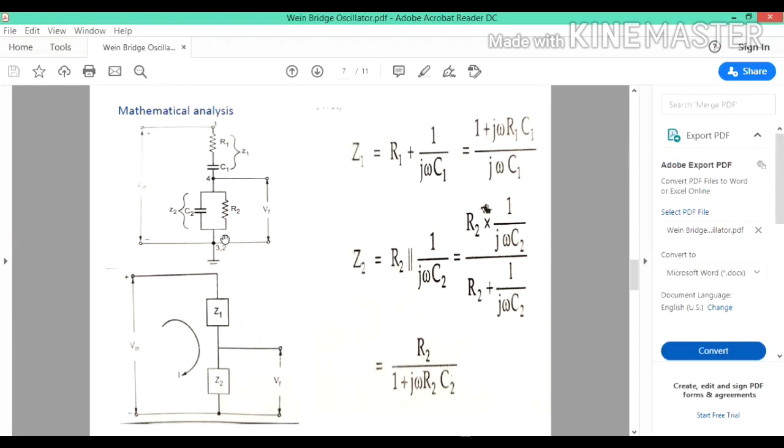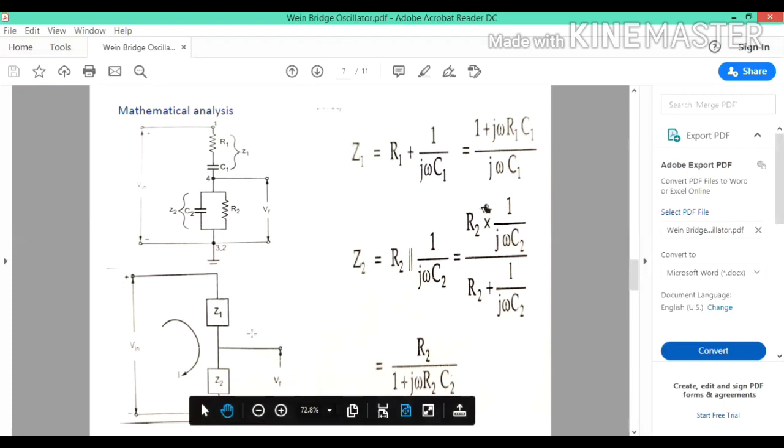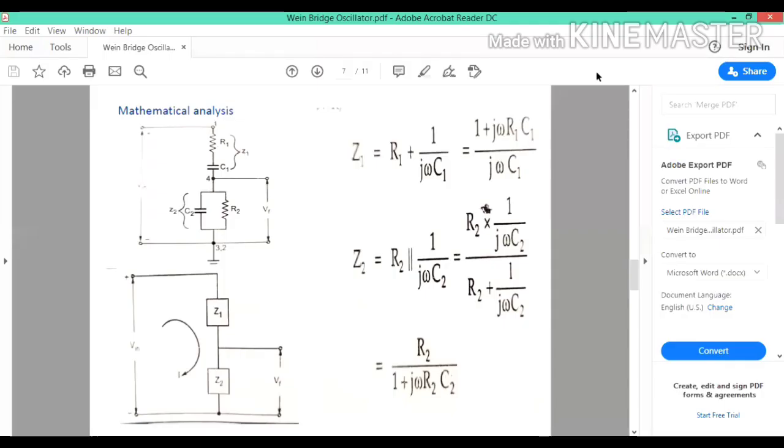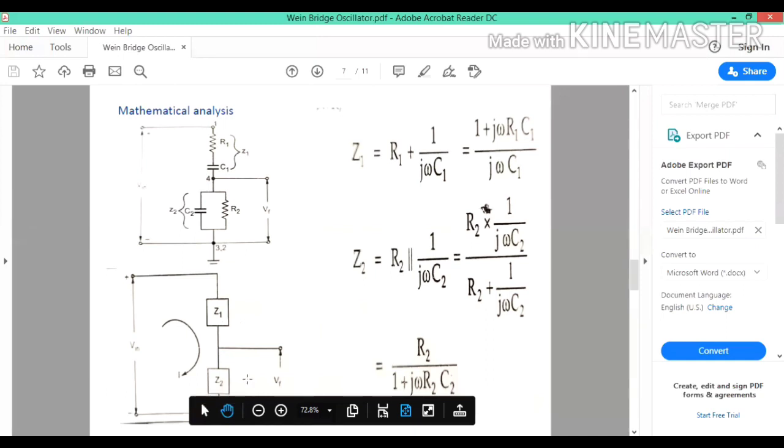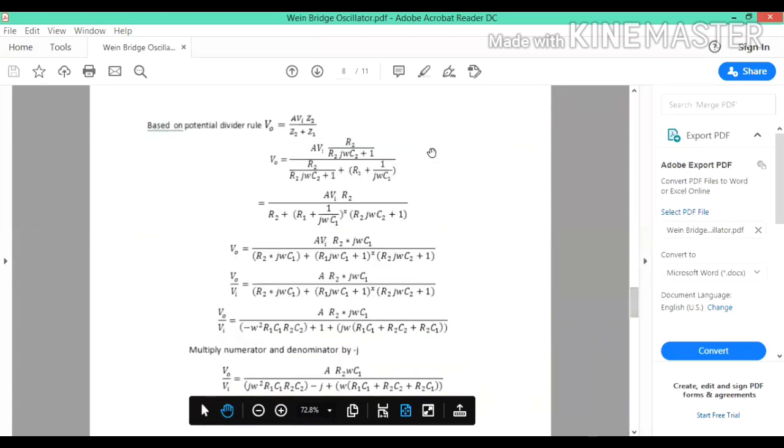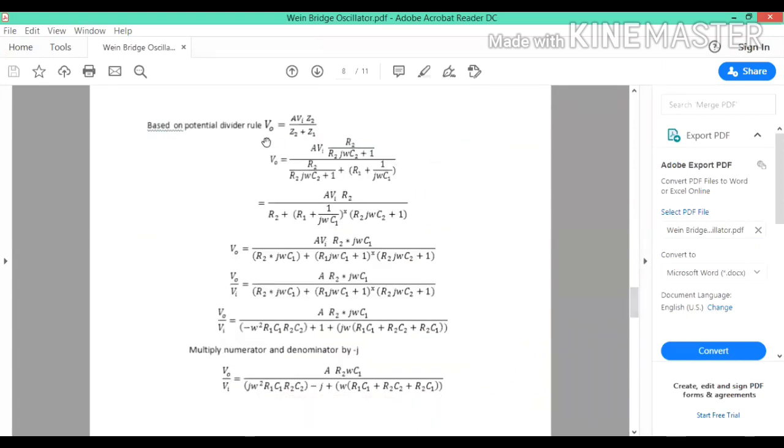Z2 has R2 and C2 connected in parallel, so Z2 is equal to R2 in parallel with 1 divided by j omega C2. By simplifying that, you get this kind of expression for Z2. And this is the further simplified diagram of your feedback network in terms of Z1 and Z2. Now, when you see the simplified diagram, it looks like a potential divider. So, with respect to Z1 and Z2, we apply the potential divider rule to obtain the V0 value. So, V0 is equal to A VI Z2 divided by Z2 plus Z1.